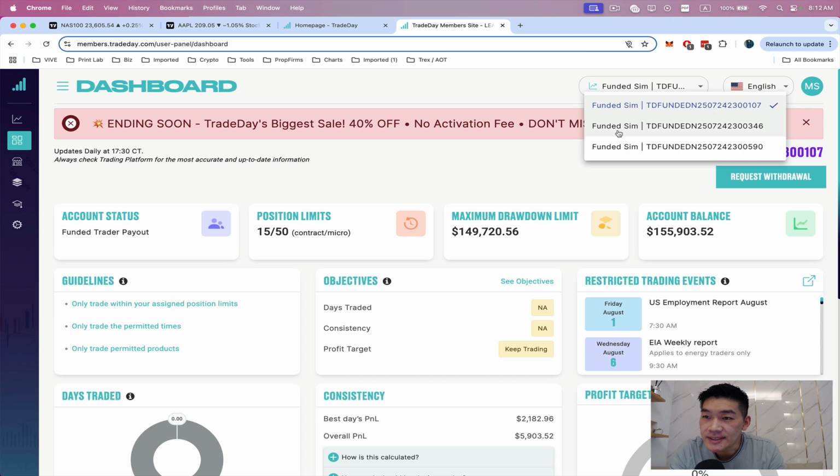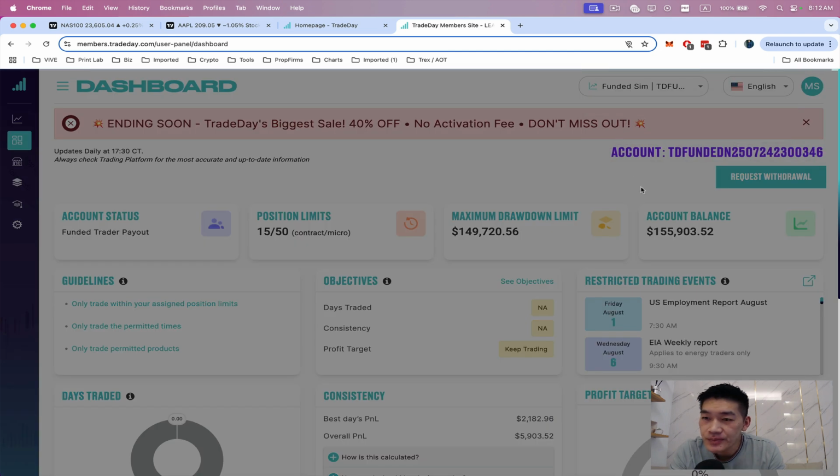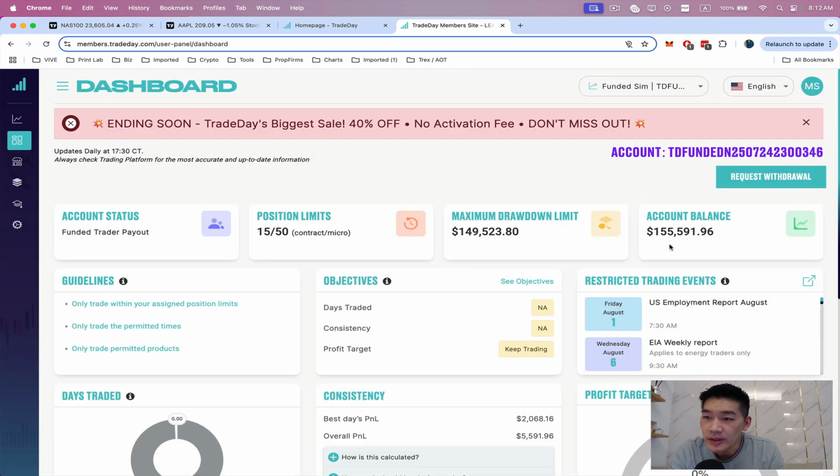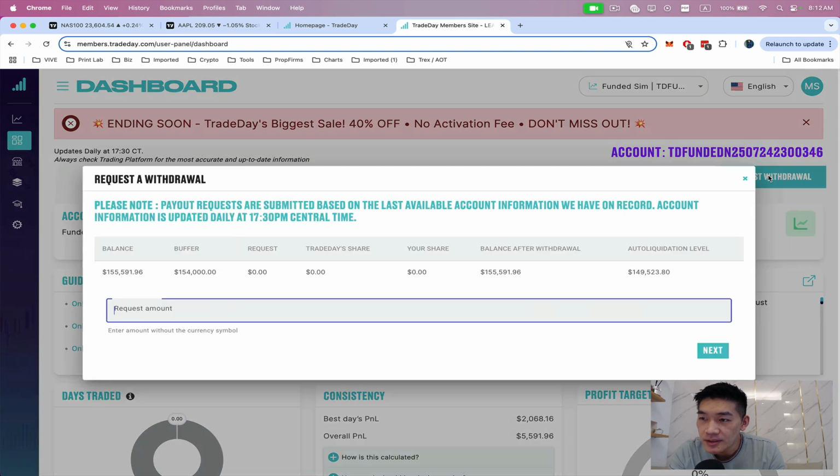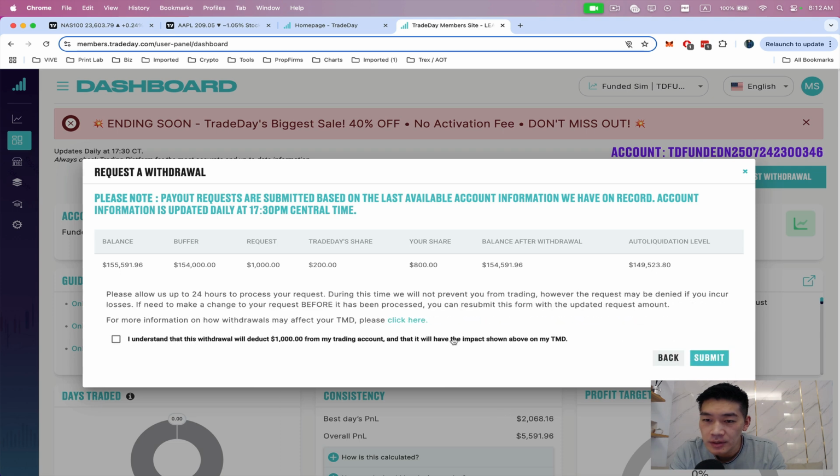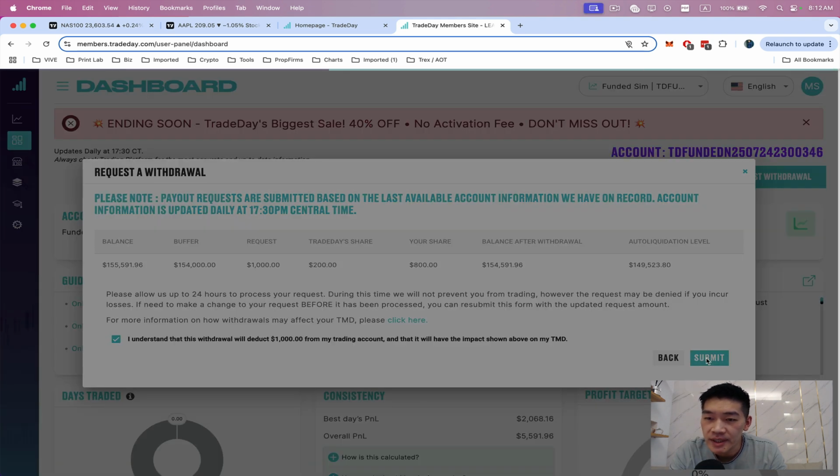Let's go ahead and do the second one over here. So on this one, I went above the milestone as well, so it will be reset back to 5K, and then I have to email them to see if they want me to go to live or continue to the next milestone, which is 10K. So let's go ahead and do that. 1,000. Submit.